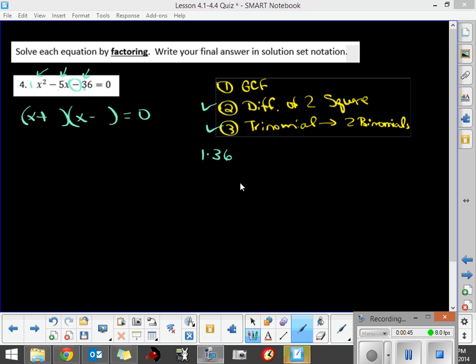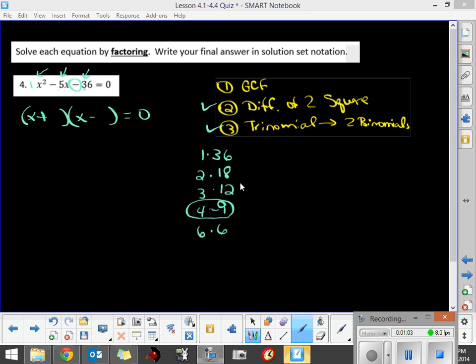It could be 1 times 36, it could be 2 times 18, it could be 3 times 12, it could be 4 times 9, it could be 6 times 6, and those are all my options. But I want to pick the option that I can not only multiply together to get 36, but that I could add together and get a negative 5 if I need to.